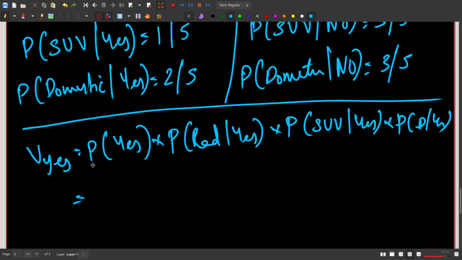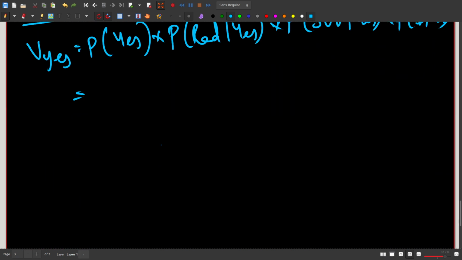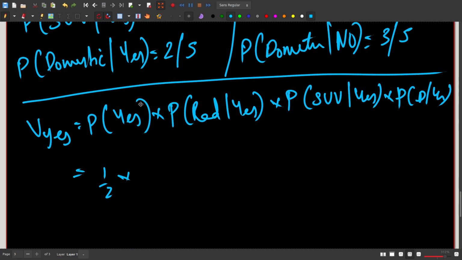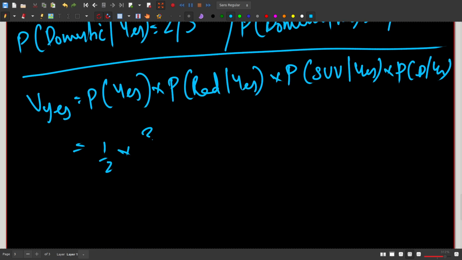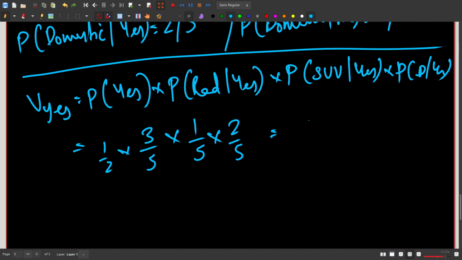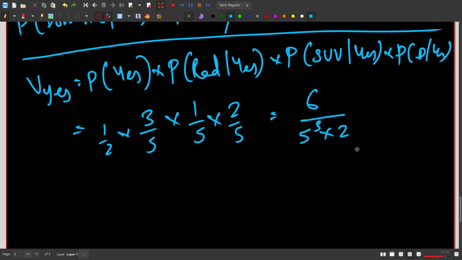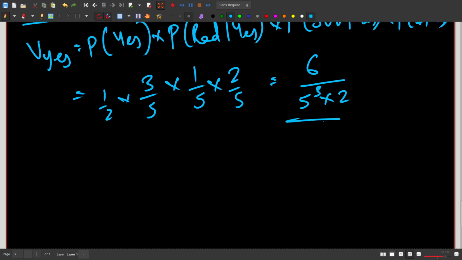So what does that multiply, or how does that come out to be? So probability of yes is of course 1 by 2, and then let's look at these 3, 1, 2. So we have a 3 by 5, 1 by 5, and a 2 by 5, which very simply turns out to be a 6 by, I'm not really going to calculate anything here, I'm just going to write it like this. This is what it is. Okay, we'll move on. So this is the value.